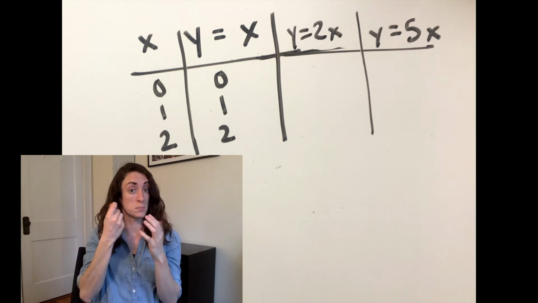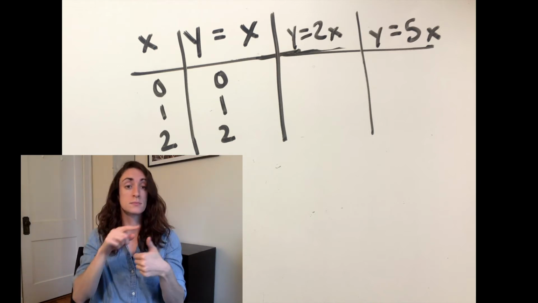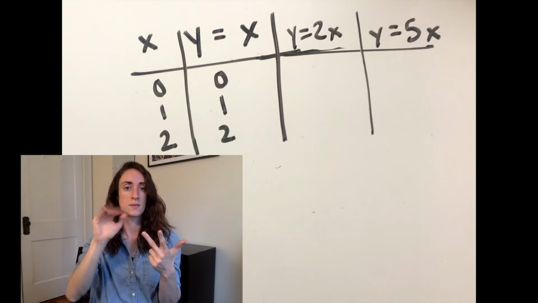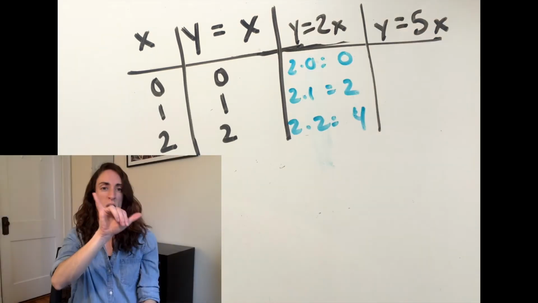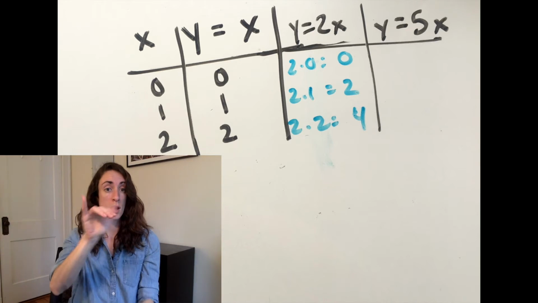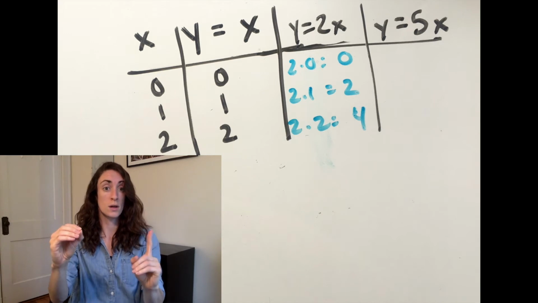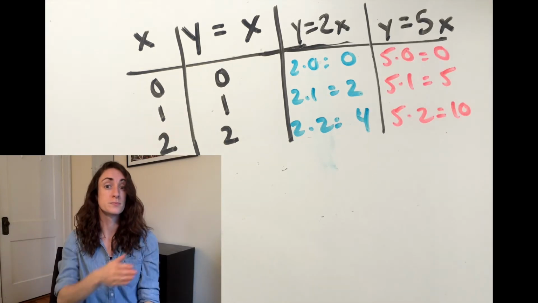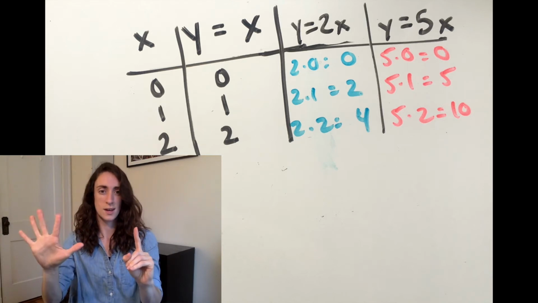So now we're going to look at three more examples. This time there won't be any constant term added, but there will be a coefficient multiplying the x term. So we'll look at y equals x again, y equals 2x, and y equals 5x. So we'll make a table again in the same way, and y equals x, of course, will have the same values it did before. And then for y equals 2x, for our x values 0, 1, and 2, we'll have y values 0, 2, and 4. And then for the last function, for our x values 0, 1, and 2, we'll have y values 0, 5, and 10.